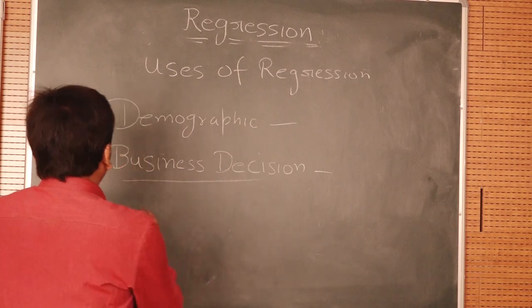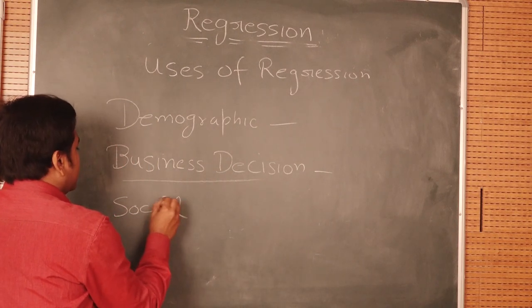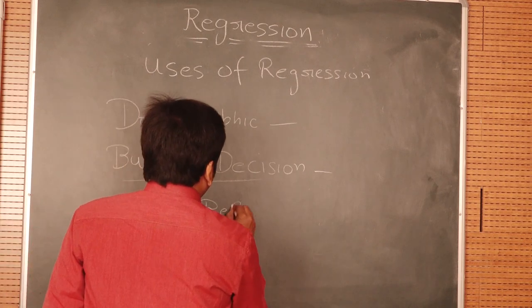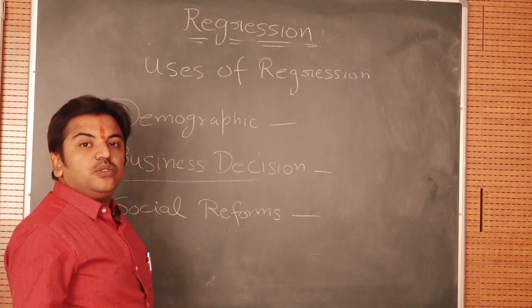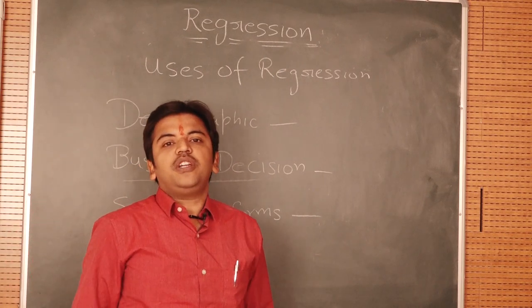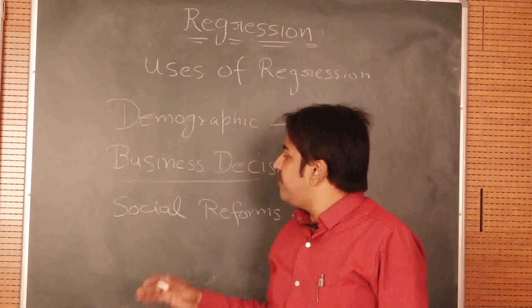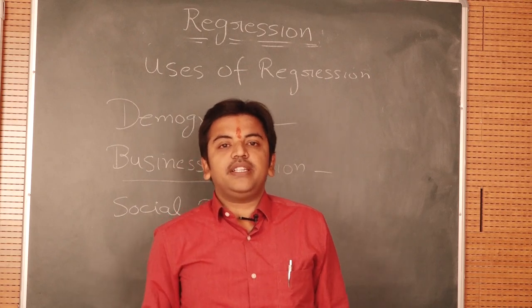And the third and the last one is social reforms. As you all know, presently we are focusing on social reforms. So social reforms is another area in which regression is very helpful in taking accurate decisions.